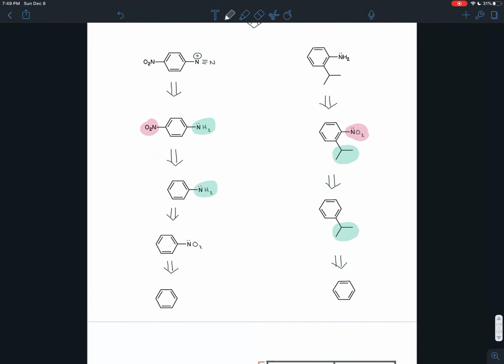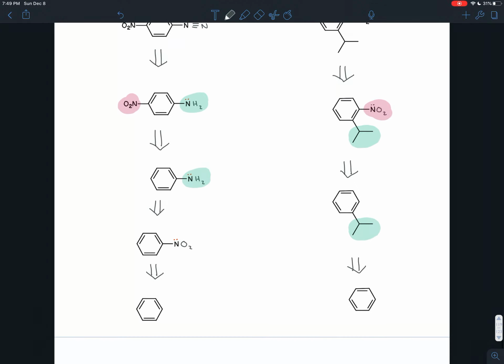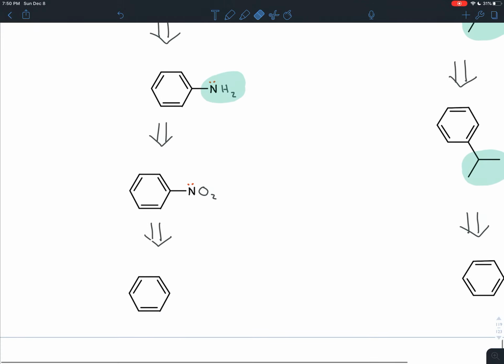Okay, well, the time has come. The moment of truth. We have to turn all these retrosynthetic arrows around and figure out the actual recipes. Remember, the actual recipes in order to create each of these changes. Okay, let's go in the same order we did before. Let's start over here on the left.